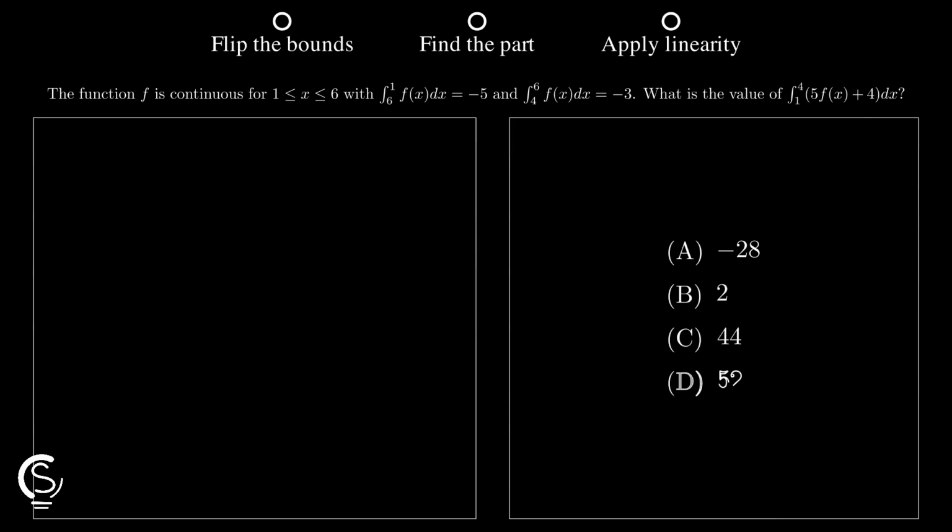First, notice the integral from 6 to 1 is -5. By reversing the limits, we flip the sign, giving us the integral from 1 to 6 equals +5.